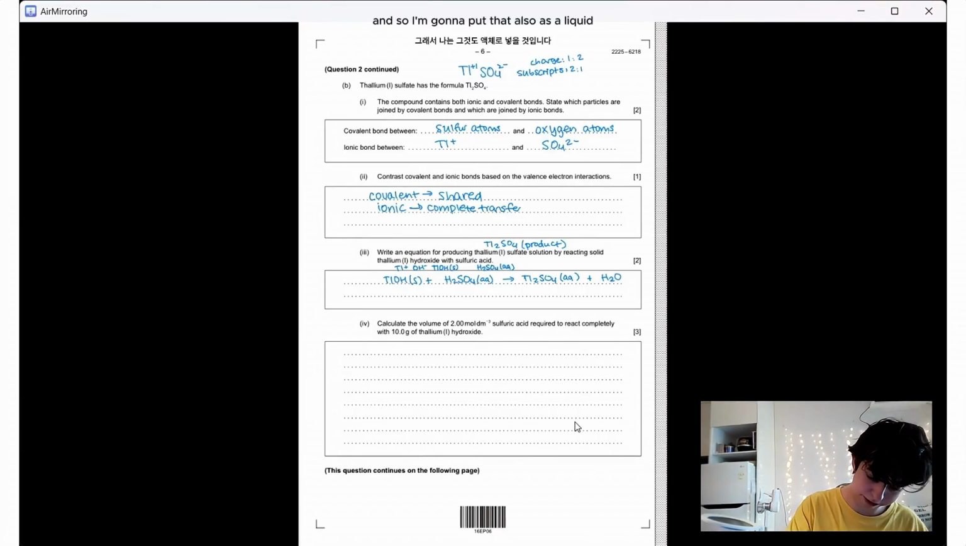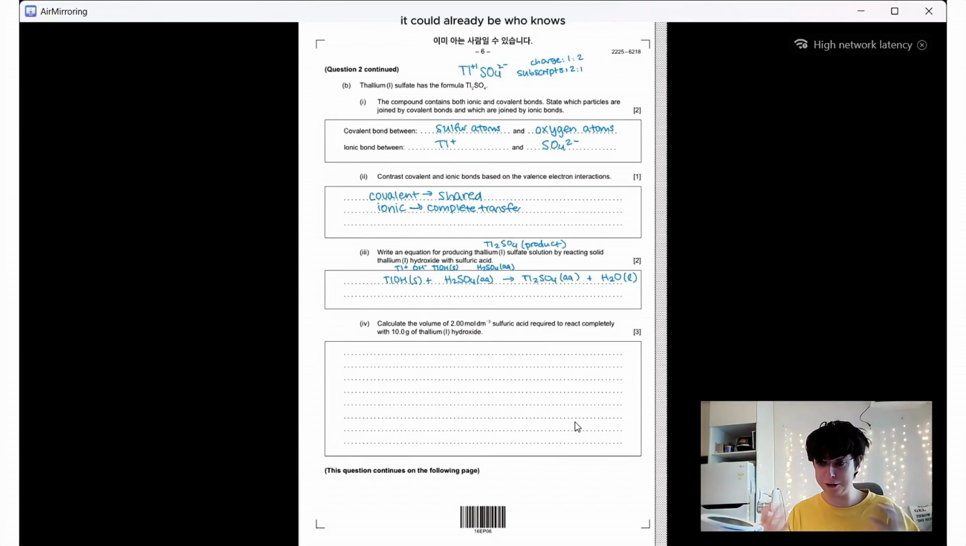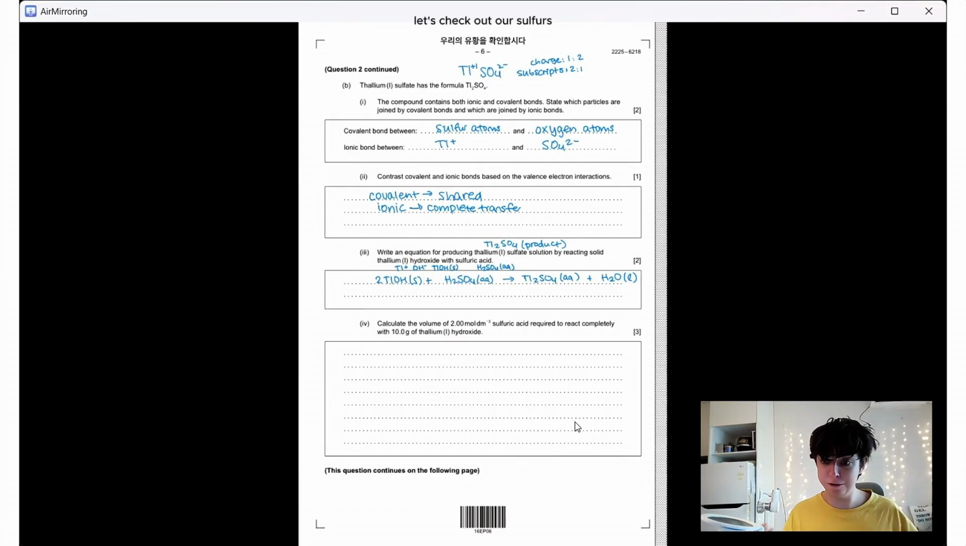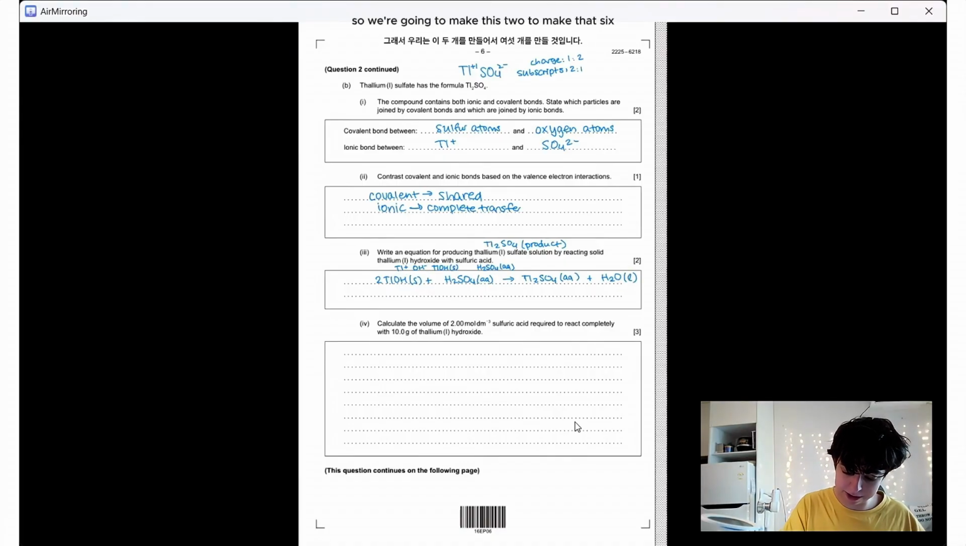And so I'm going to put that also as a liquid. And then we're just going to make sure this is balanced. It could already be, who knows? So we see that for thallium, we have 2 on this side, and we only have 1 over here. So we're going to make this 2. Boom. Okay, let's check out our sulfurs. We have 1 over here and also 1 over here, so that matches. For our oxygens, we have 4 plus 2, 6 over here, and then we have 4 plus 2 over here. So we're going to make this 2 to make that 6. And then our hydrogens should ideally be balanced by this point, and we have 2, 3, 4, and then we have 4 also over here. So now that is balanced.